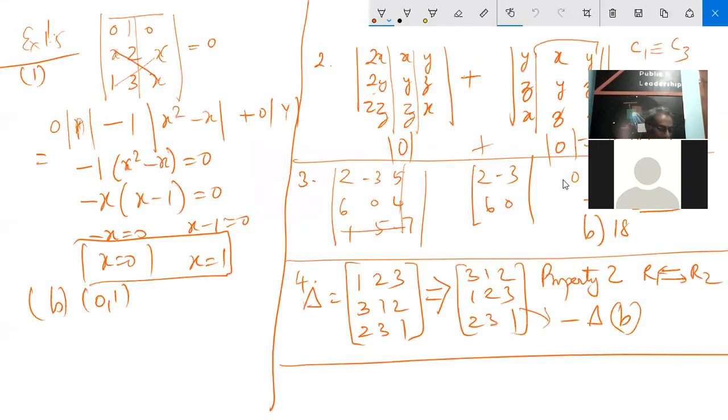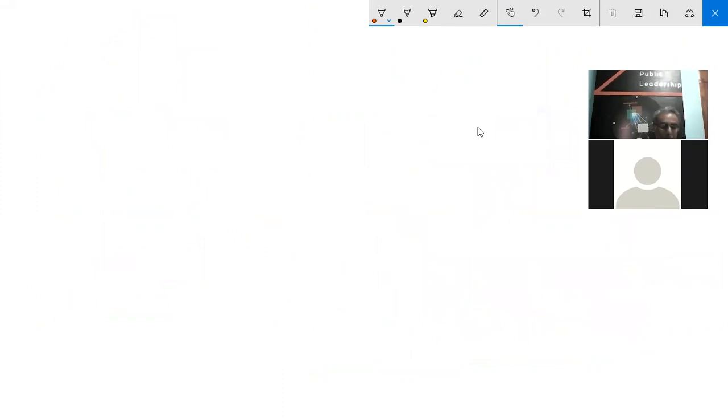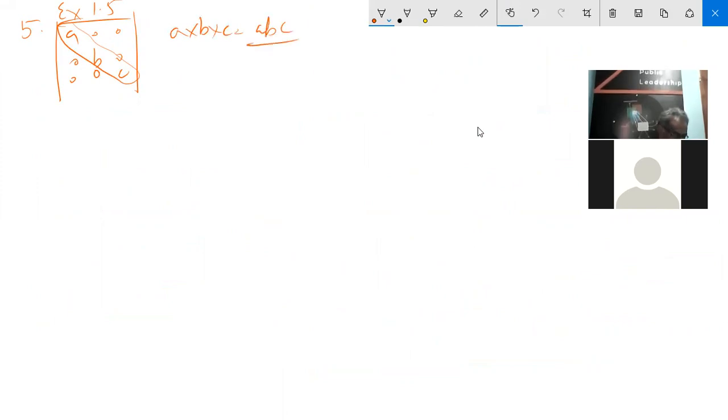Now this is a diagonal matrix. The fifth one is a diagonal matrix. Exercise 1.5 has a diagonal matrix because everything other than A, B, C is 0. So the determinant of a diagonal matrix is just the product of the diagonal, A into B into C, that is equal to ABC. Which is the correct answer? A is there, ABC. But this is the diagonal matrix squared.